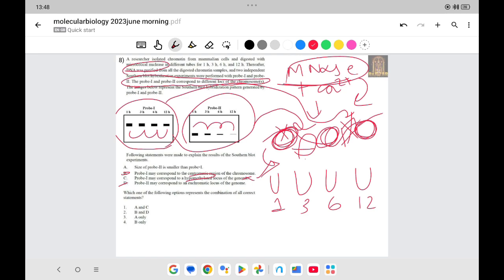And the last one, option A, is saying that the size of probe 2 is smaller than probe 1. From this southern blotting result, we can't infer the size or the length of the probes. So this is not applicable in this case. So options B and D, the second option, is right.